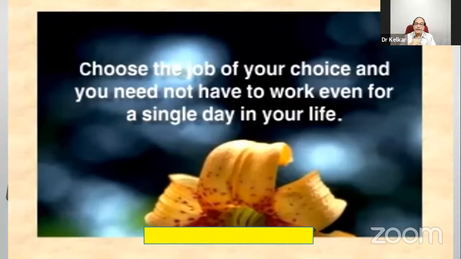Okay, good. Next thing is, as I told earlier, so many studies have shown that 90% or more than 90% of people don't love their job and then they are under stress. They work too hard. Then choose the job of your choice and you do not have to work even for a single day in your life. And if you don't have the job of your choice, start loving the job which you are doing.